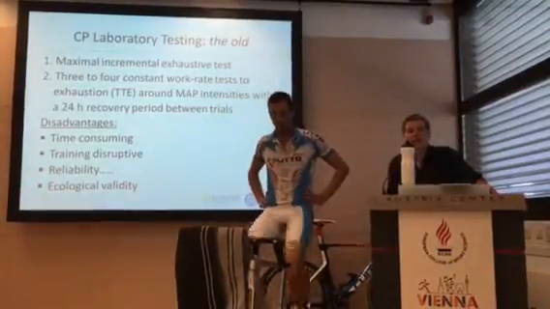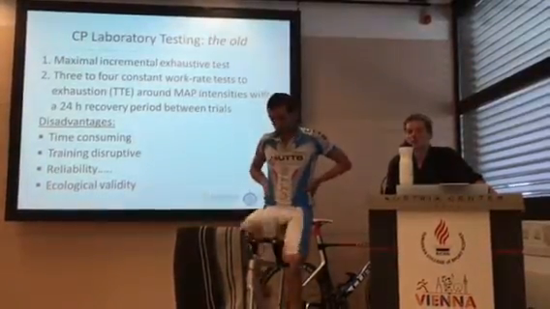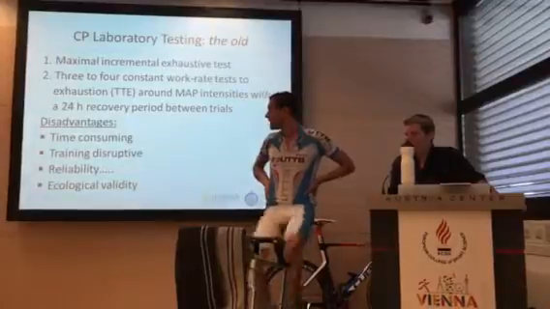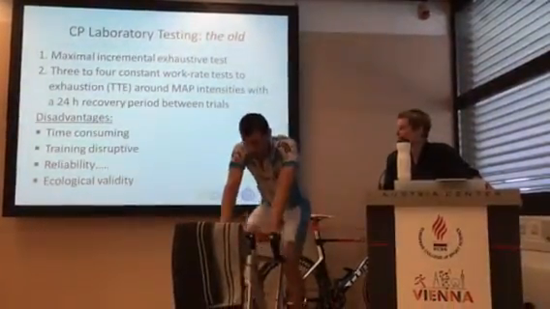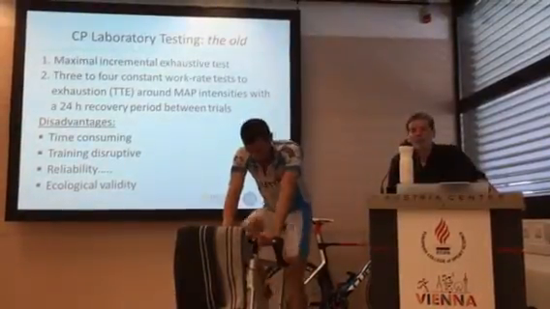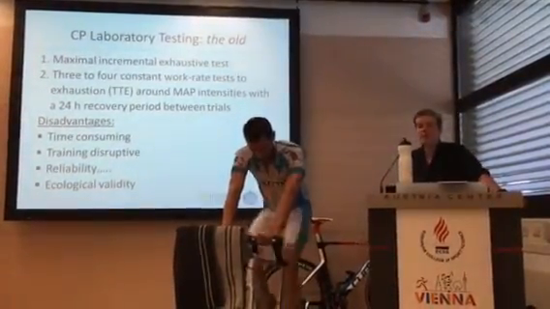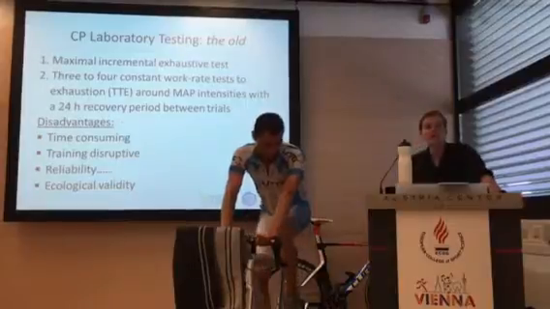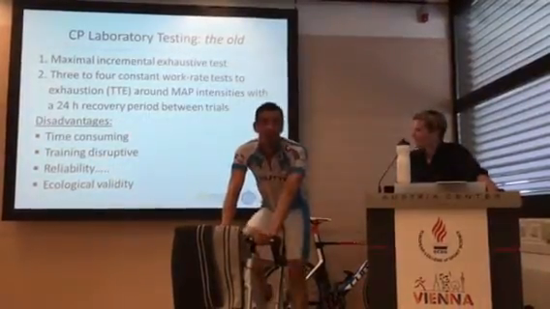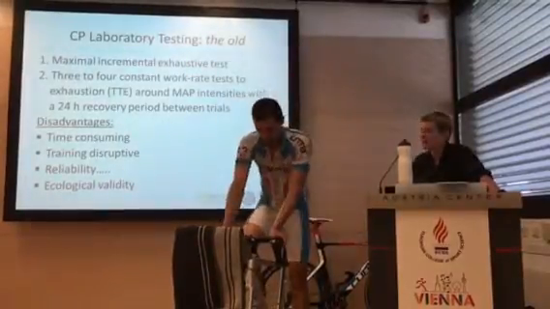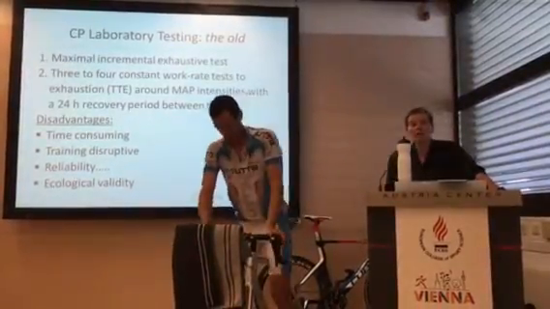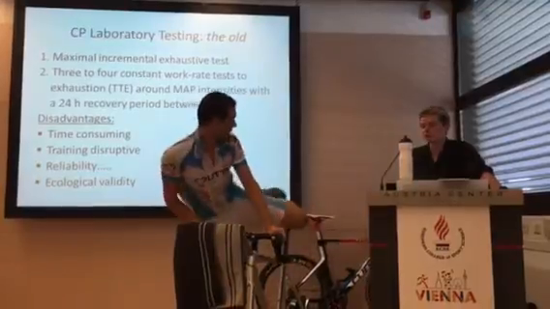Now these tests are usually, in the traditional way, separated by a 24-hour recovery minimum in between those exhaustive trials. And this has, of course, major disadvantages. Number one, this is highly time-consuming. Number two, when we work with athletes, it's very disruptive to their training. Number three, what about the reliability of time to exhaustion trials?